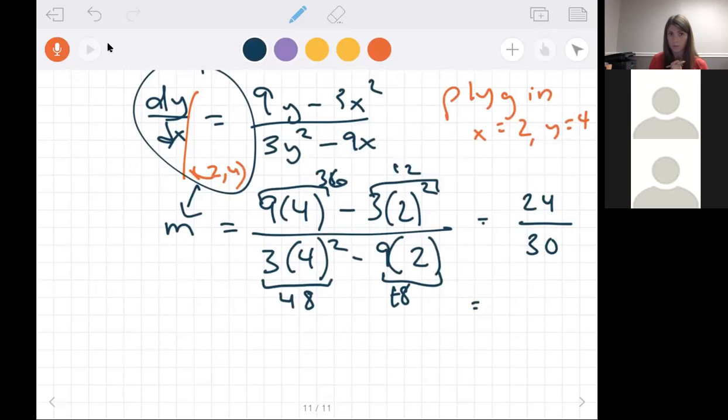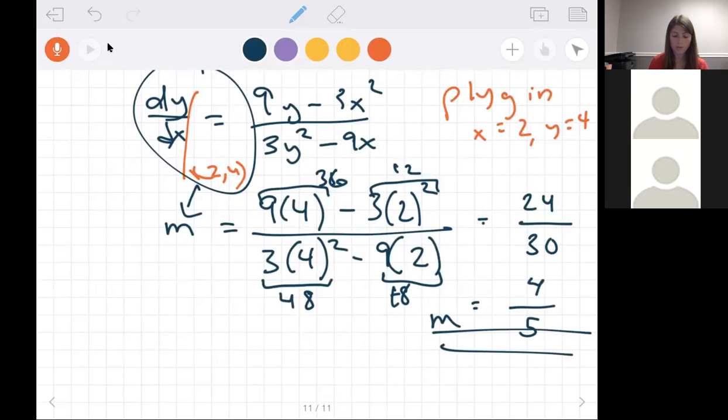Again, we don't care too much about simplifying most of the time, but it's going to help us look a little bit better. In this case, notice 6 goes into both. So 6 goes into 30 5 times. 6 goes into 24 4 times. So we can reduce to 4/5. And this is the slope that we're looking for.